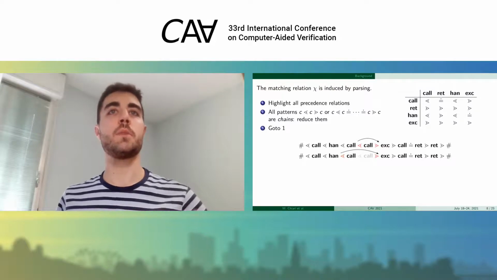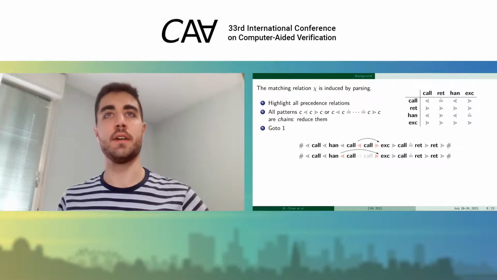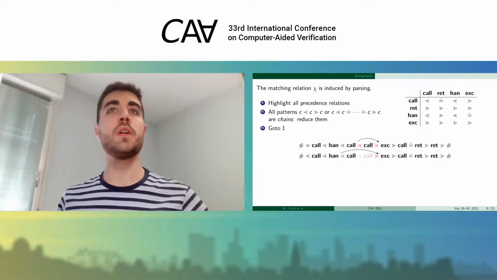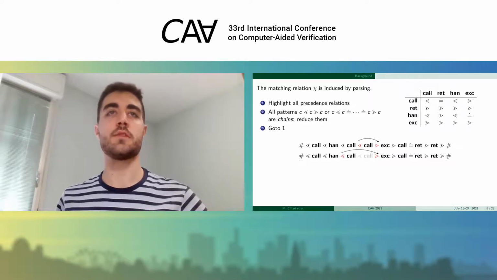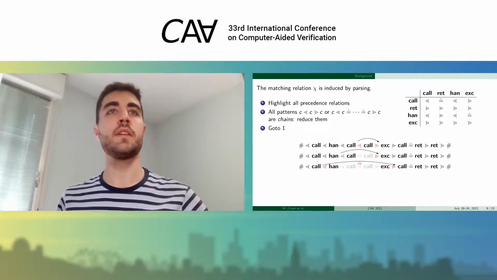Now we repeat the same procedure. So this time the handler yields precedence to the second call, which takes precedence from the exception. So as you can see, we now ignore this chain body, so the call that we removed. And we link the context, so the surrounding characters, with our chain relation. So now we can go on.